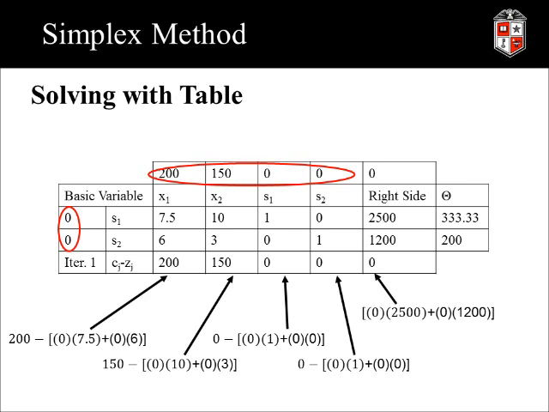The last row is the iteration where we calculate Cj minus Zj. In this case, to calculate Zj and Cj minus Zj, we do a dot product of the coefficients of the constraints with the coefficients of the objective function. And as you can see, there's the calculation for each of the variables, and we get 100, 150, 0, 0, and 0.